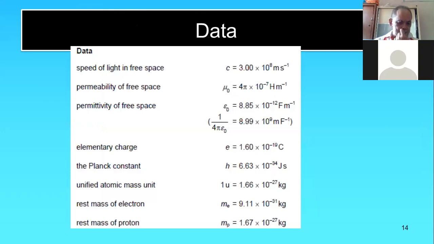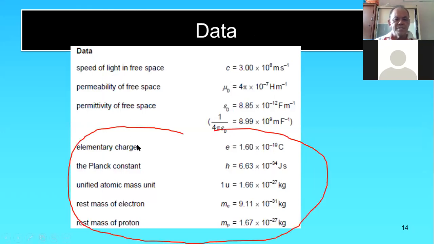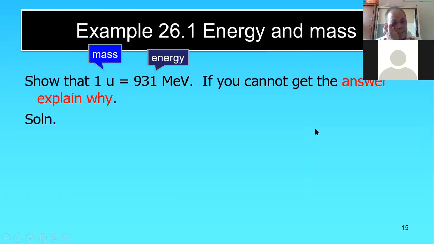What can we find in the data sheet? As given: elementary charge, Planck's constant, unified atomic mass, mass of electron, mass of proton. Okay, one atomic mass unit, that's the measurement of mass, is equal to 931 mega electron volt of energy. That means if that mass disappears, then you produce 931 mega electron volt of energy.